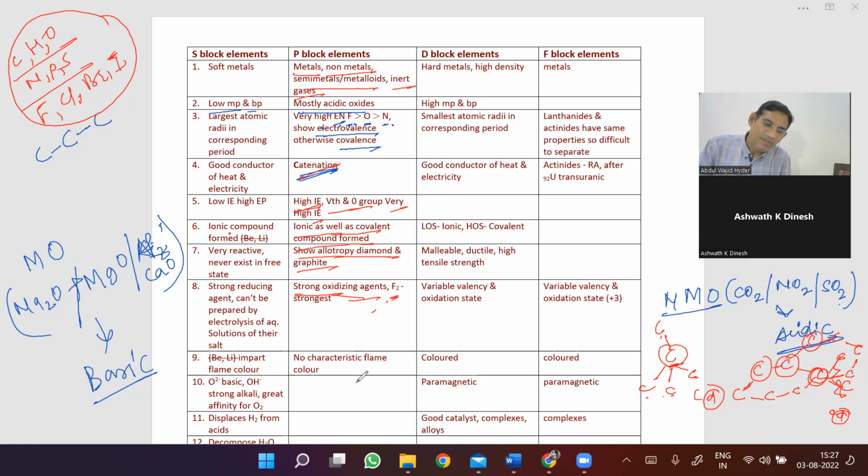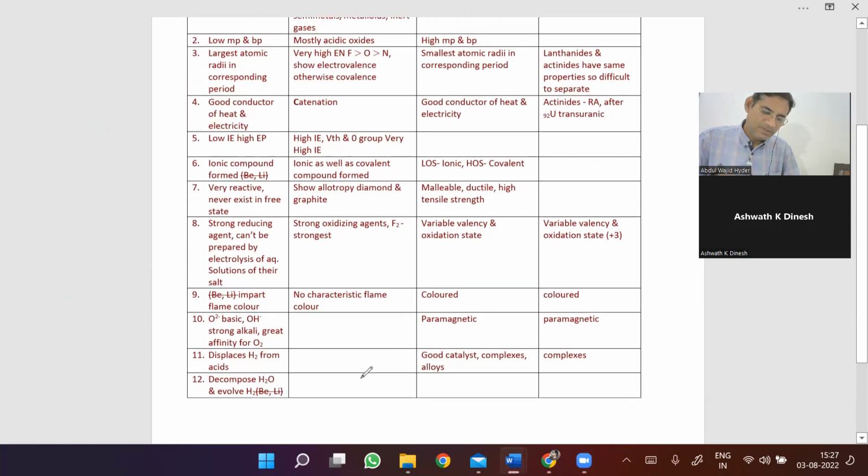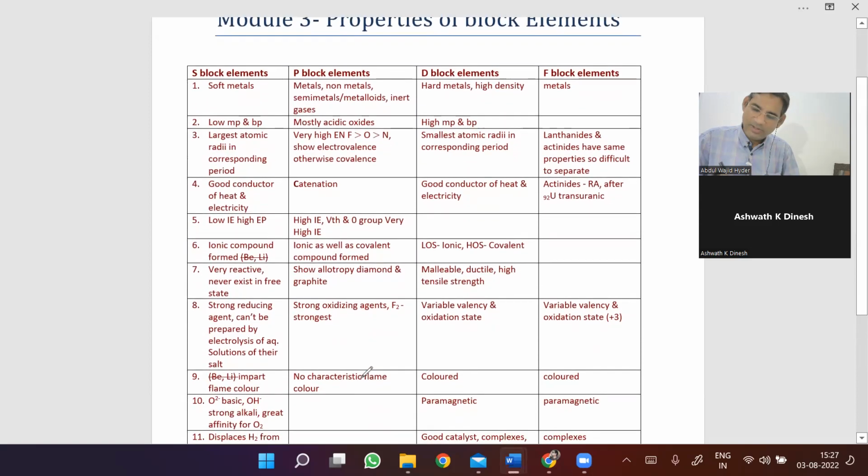Now see, S block elements were giving characteristic flame coloration. P block elements do not give any characteristic flame coloration. No flame test is given by P block elements. So this was all about the properties of P block elements.